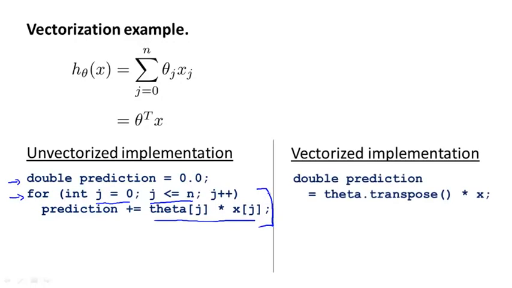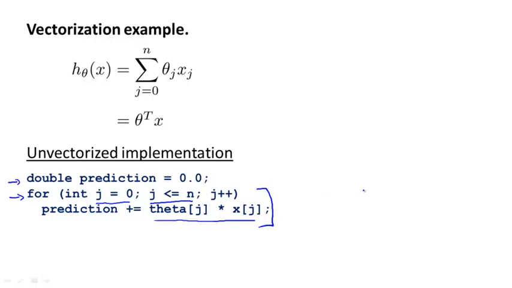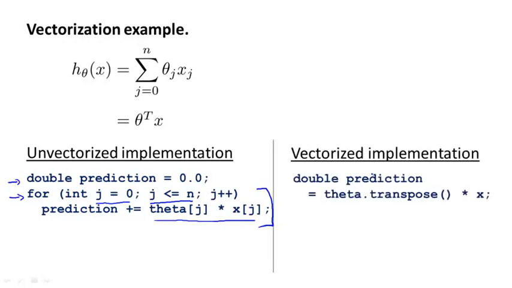In contrast, using a good numerical linear algebra library in C++, you can instead write code that might look like this. Depending on the details of your numerical linear algebra library, you might be able to have a C++ object, which is vector theta, and a C++ object, which is vector x, and you just take theta transpose times x, where this times becomes a C++ overloaded operator, so that you can just multiply these two vectors in C++.